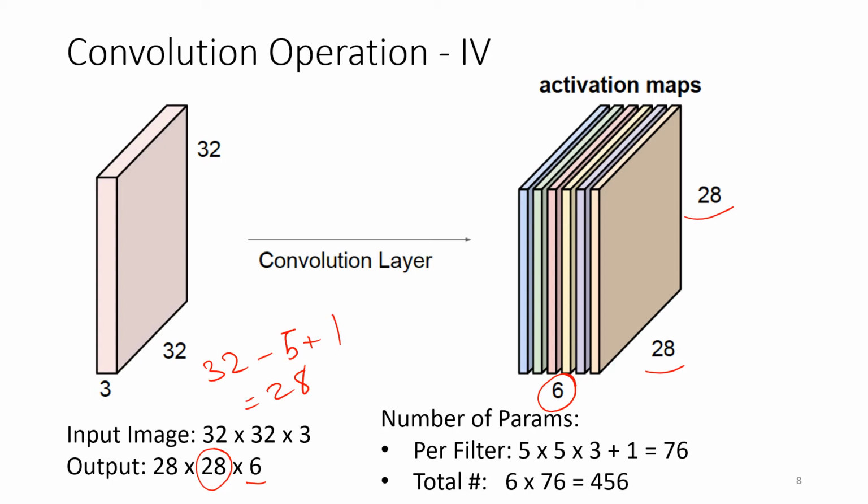And let's look at the number of parameters we have. For each filter, the size of the kernel is 5 by 5 by 3, and this 1 is the bias term.